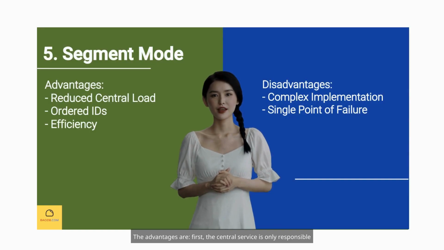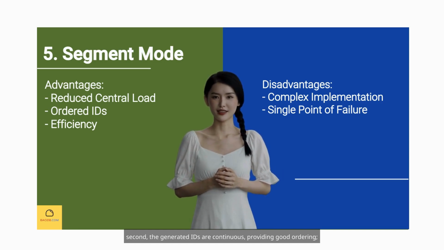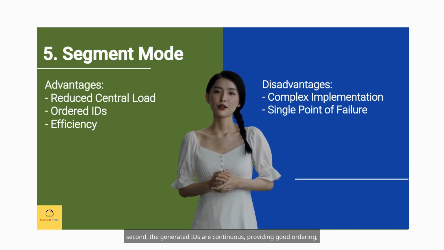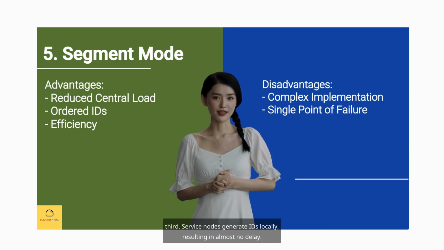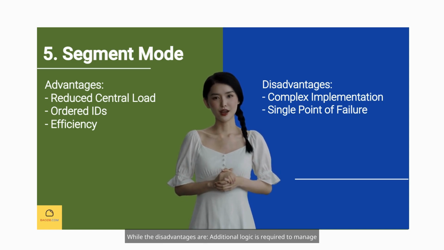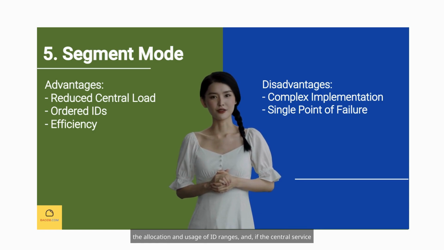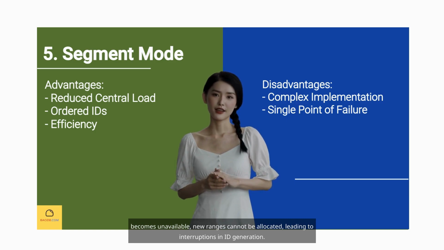The advantages are: first, the central service is only responsible for allocating ranges, minimizing frequent network interactions, and second, the generated IDs are continuous, providing good ordering. Third, service nodes generate IDs locally, resulting in almost no delay. While the disadvantages are: additional logic is required to manage the allocation and usage of ID ranges, and if the central service becomes unavailable, new ranges cannot be allocated, leading to interruptions in ID generation.